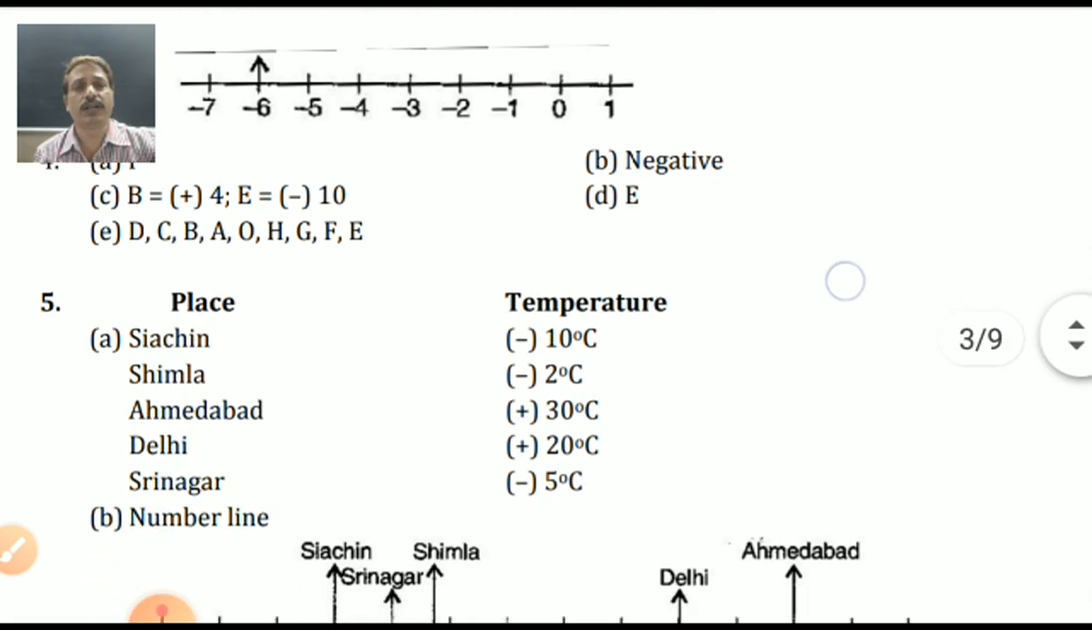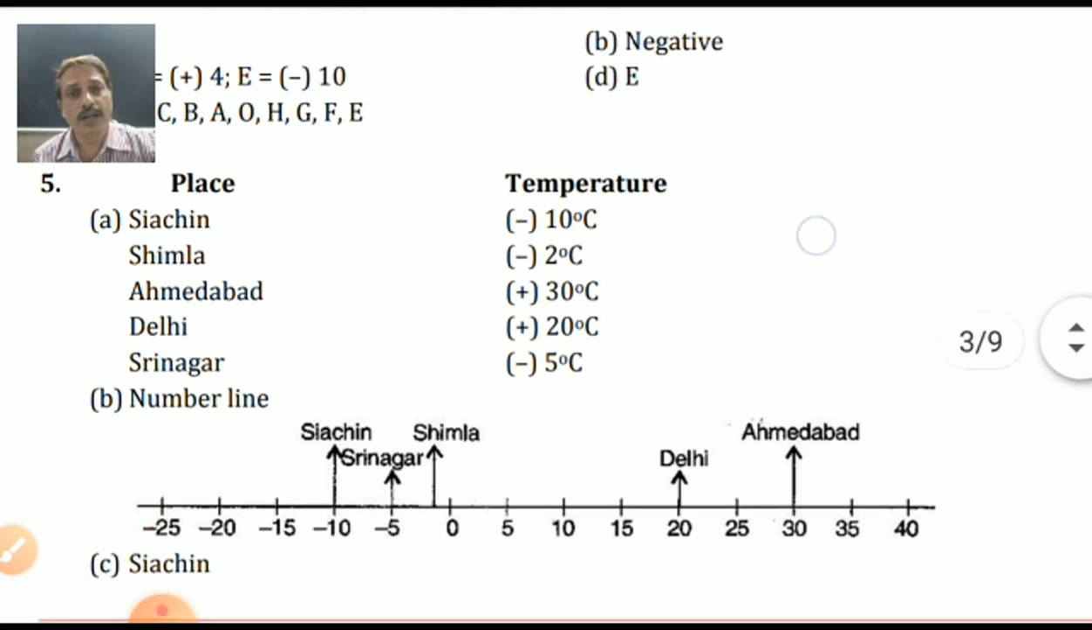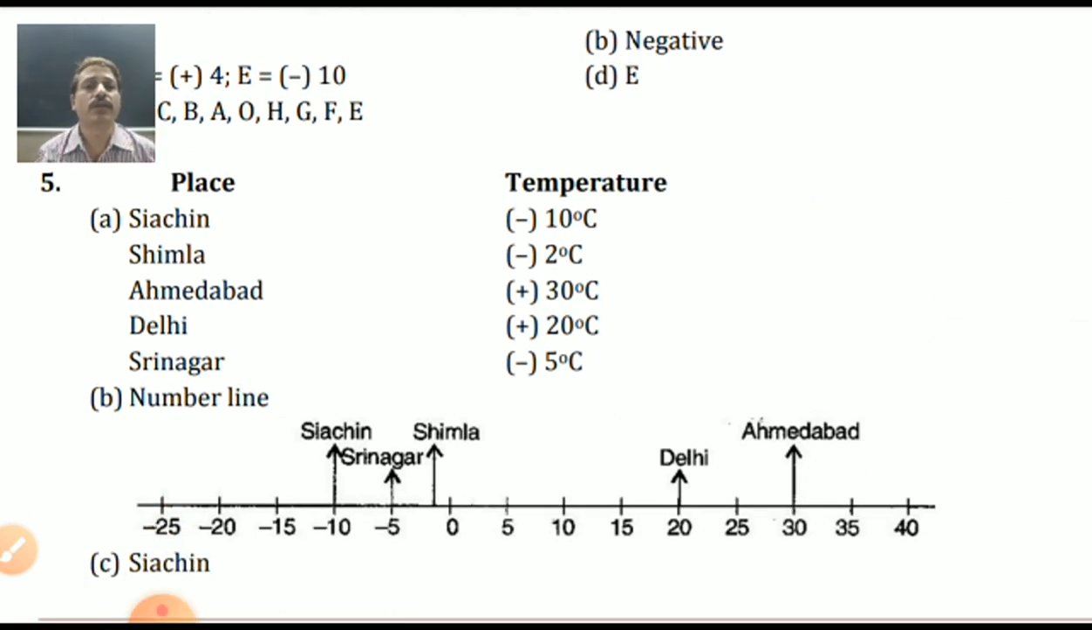Yes, my dear students, here we are showing temperature in positive or negative numbers. Siachen is 10 degrees below 0, that means minus 10. Above means plus 30. Ahmedabad is 30, Delhi 20, and Srinagar is this much. The number line you can draw, already given, and we have to write these numbers exactly on the number line with the name of the place.